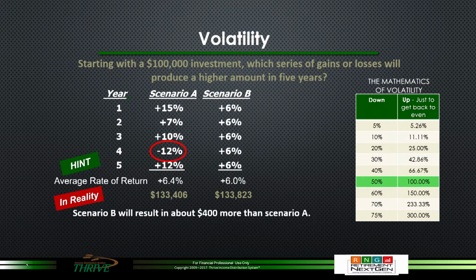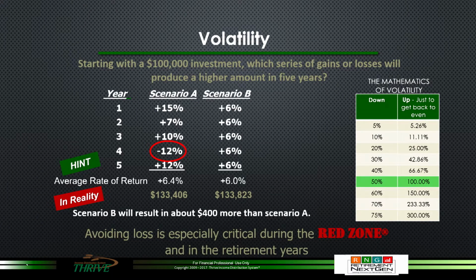If I lose 50%, it takes 100% off the bottom to get back to even. And so it's just hard for us to understand and quantify that math. See that negative 12% under scenario A? That was a loss of 12% on $130,000, not a loss of 12% on the original 100, because we had 3 positive years of growth that grew that 100 to 130. We also need to be careful about the red zone we talked about in a previous slide.